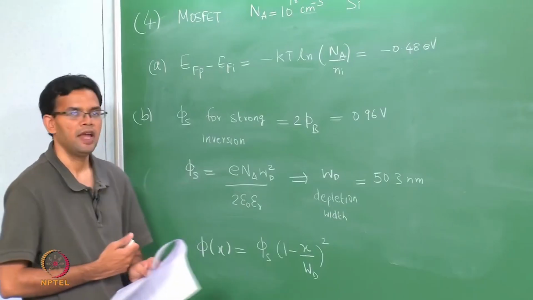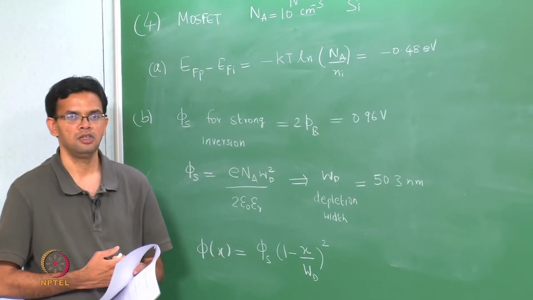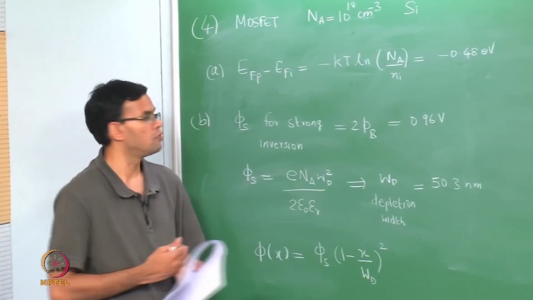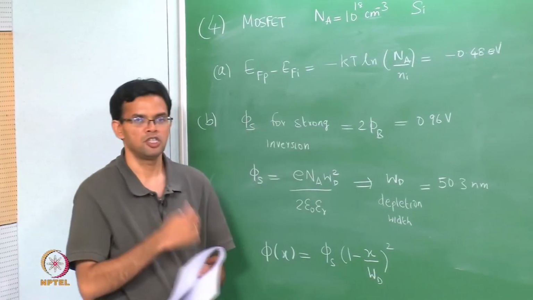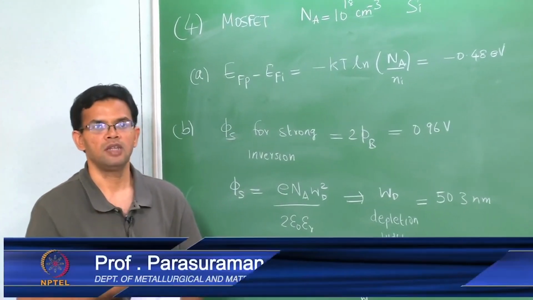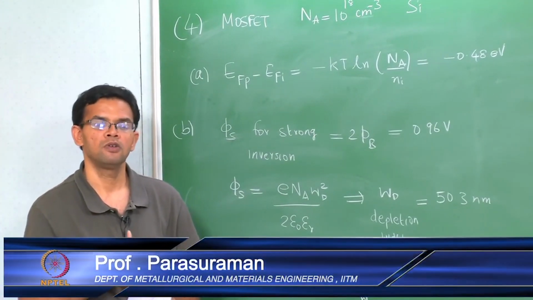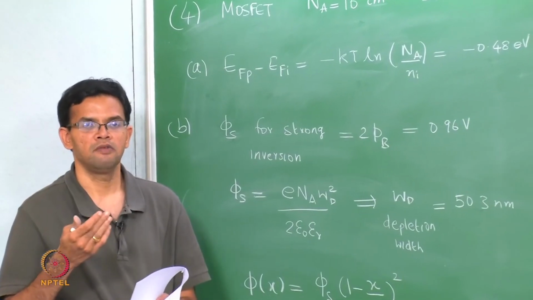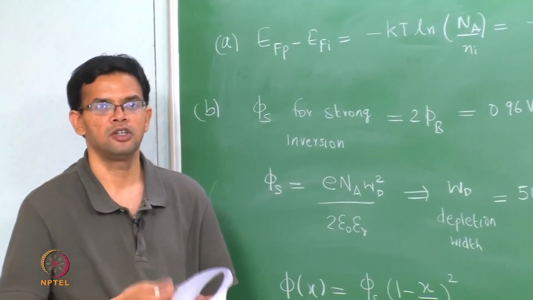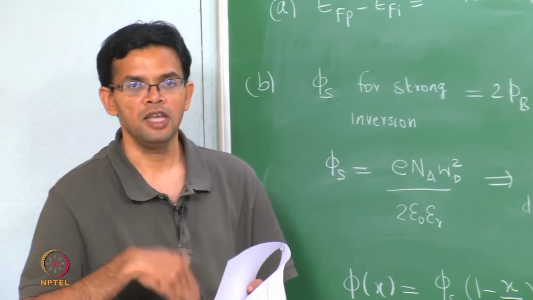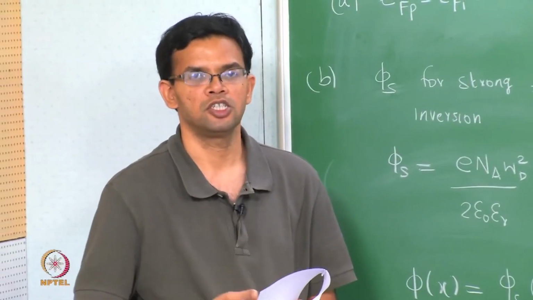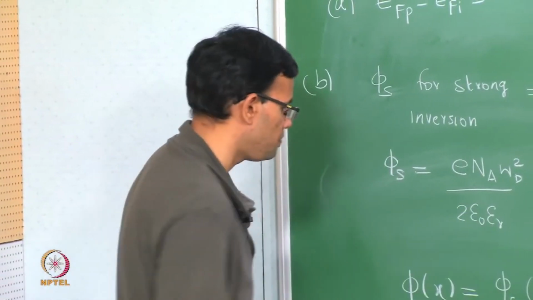So, we define the N channel to be in a region where the potential goes from 2 times phi b, which is the surface potential, to 1 times phi b. So, that now you have a channel which has a higher value of electrons than holes, and if you go deeper you have a higher concentration of holes than electrons.